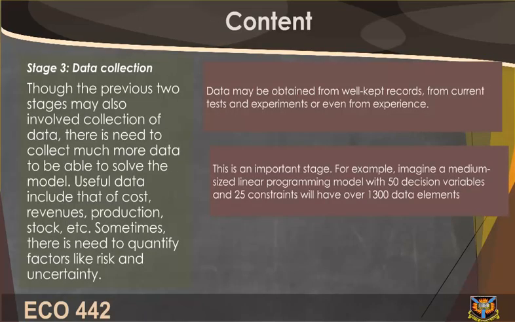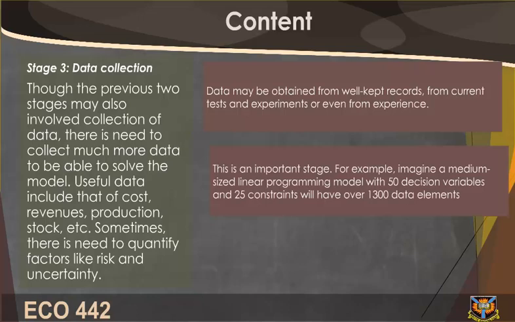Stage 3. Data collection. Though the previous two stages may also involve collection of data, there is need to collect much more data to be able to solve the model. Useful data include that of cost, revenues, production, stock, etc. Sometimes there is need to quantify factors like risk and uncertainty. Data may be obtained from well-kept records, from current tests and experiments, or even from experience.